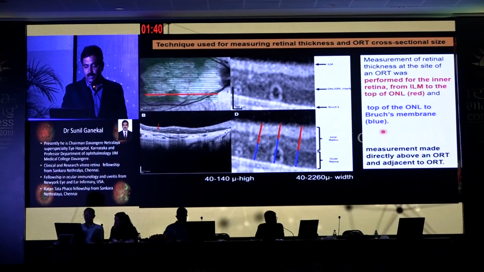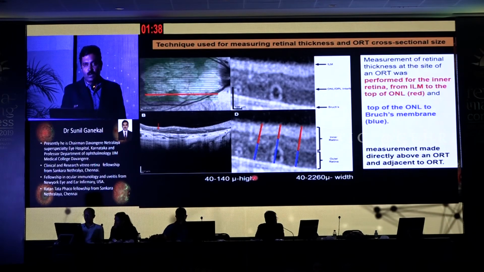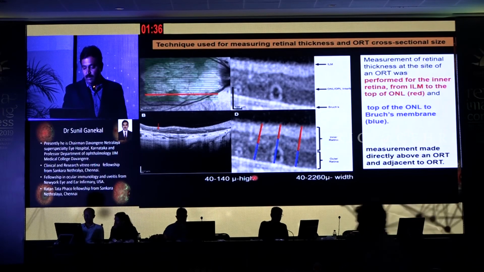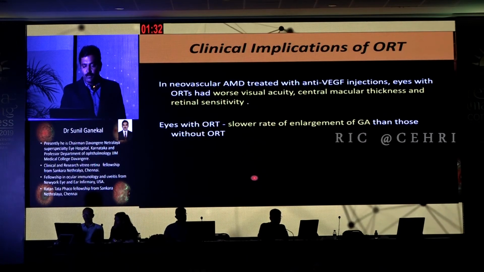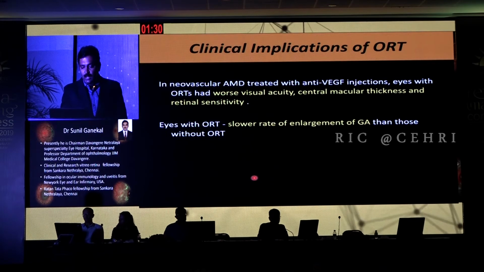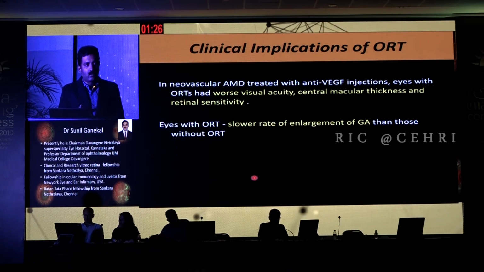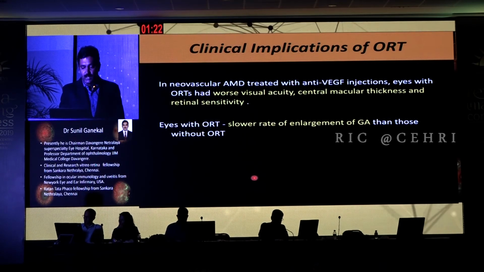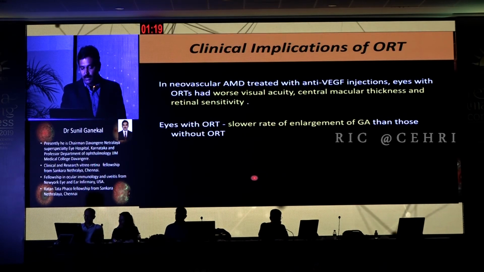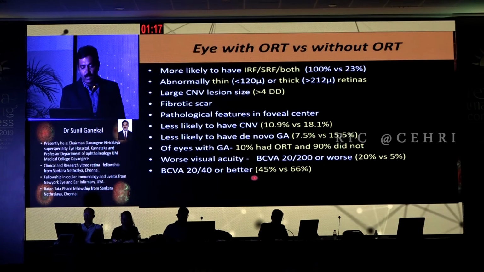You can measure even the dimensions of the ORT by measuring across the ORT as well as measuring the adjacent structures. You can get the height of the ORT and width of the ORT; all these things can be measured. What are the clinical implications? Definitely these have a worse visual acuity and their retinal sensitivity will be reduced. But Dr. Sada's paper also is there. In patients with ORT, there will be slower enlargement of the geographic atrophy than in those without ORT.